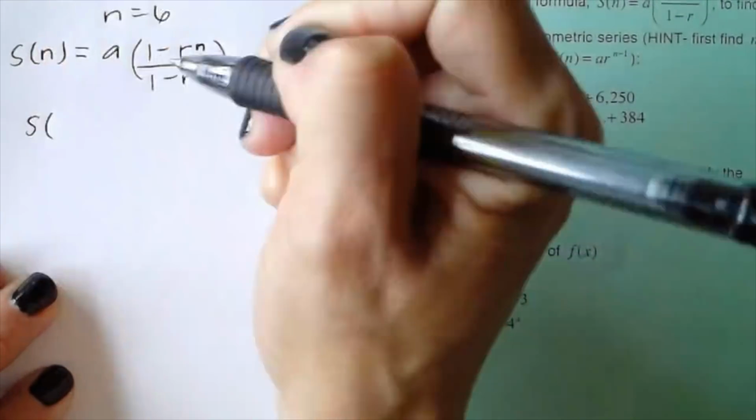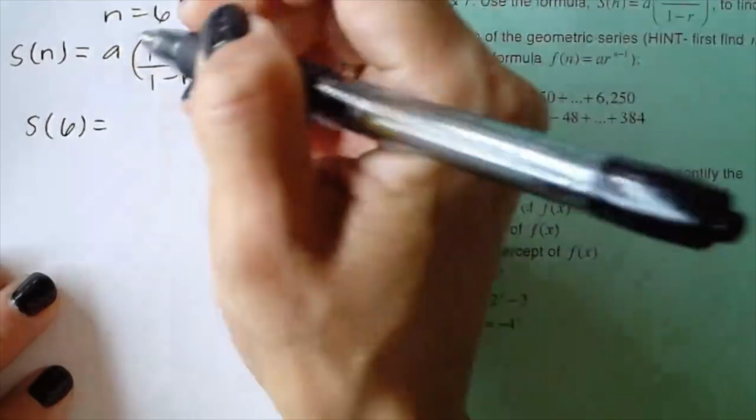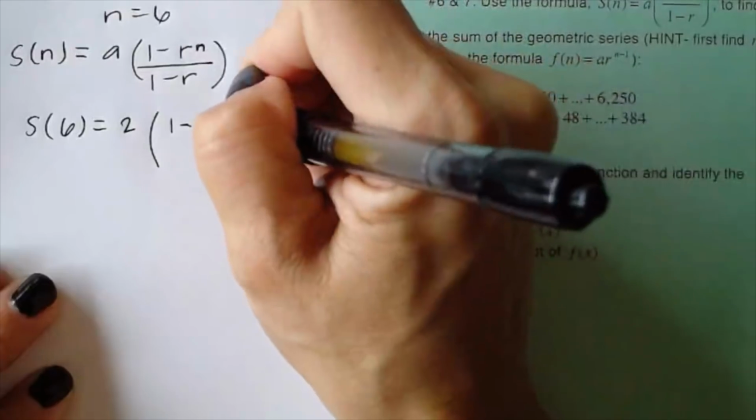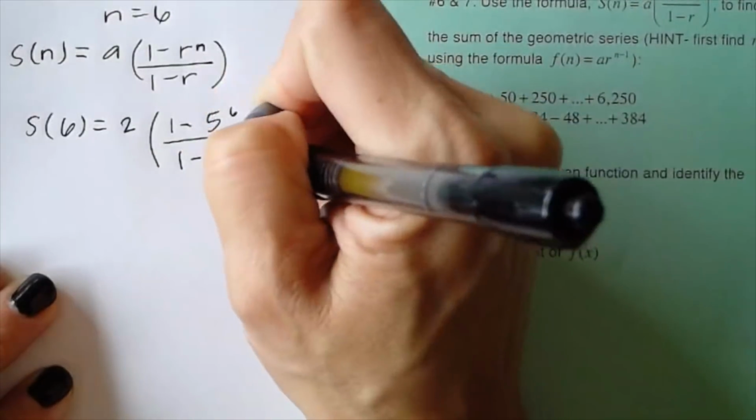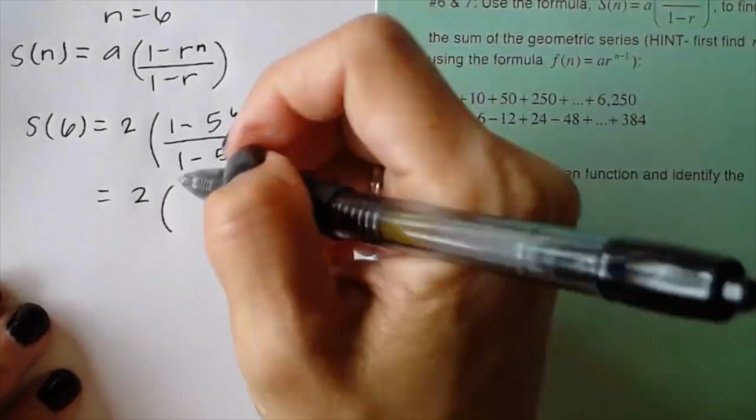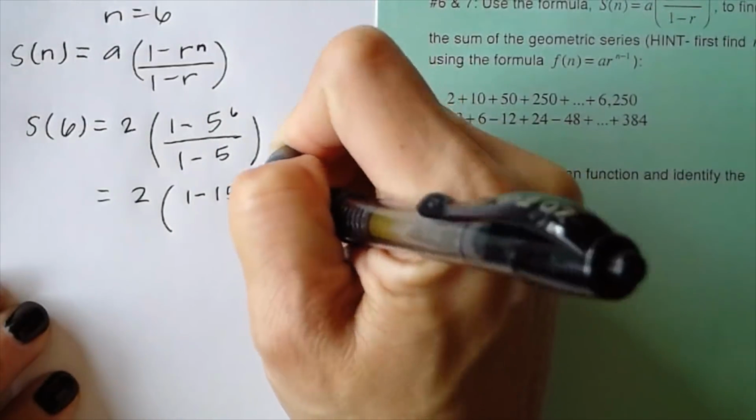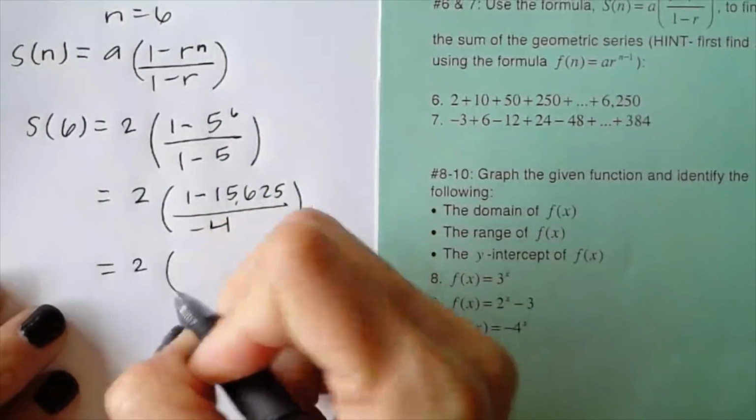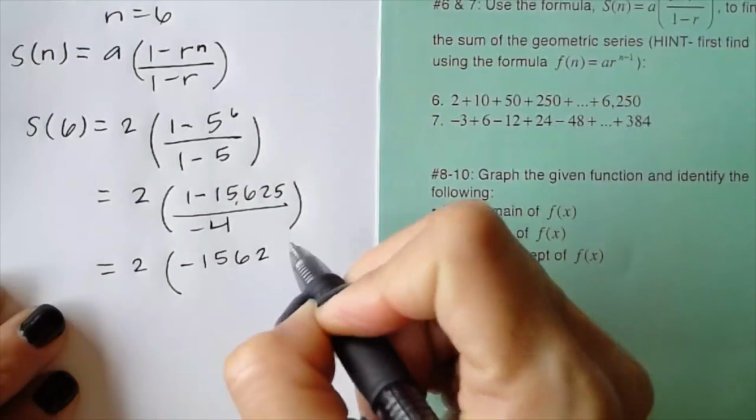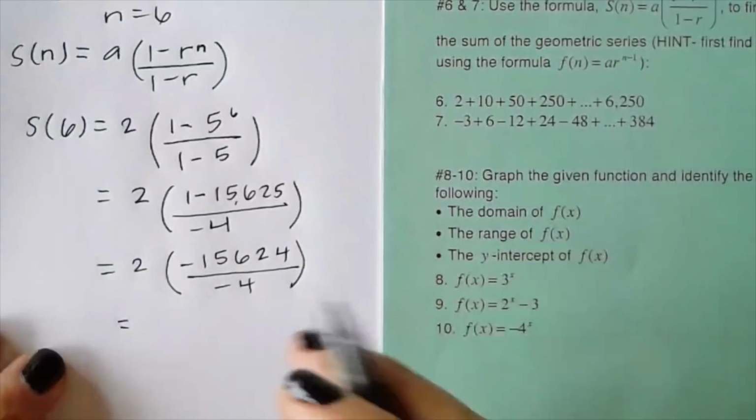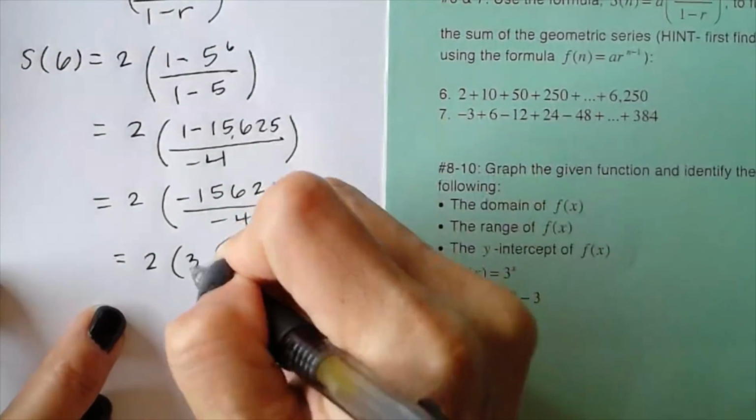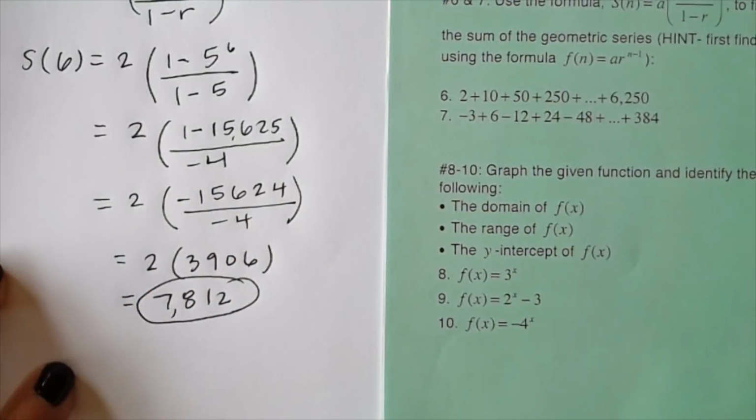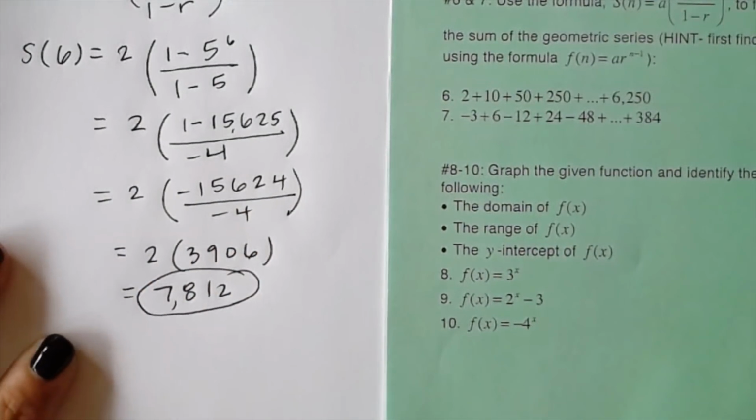Okay, so now we can find the sum. So the sum of 6 terms is going to be found using the same formula. I'll also show plugging it in on the calculator.